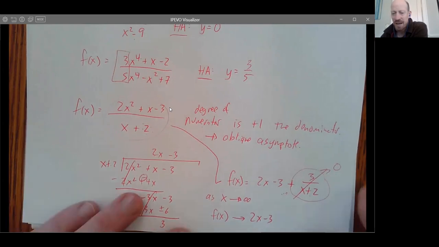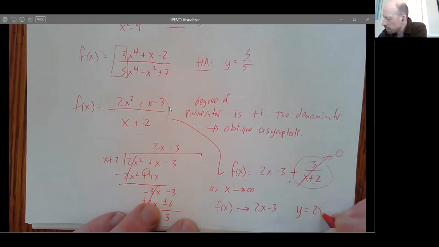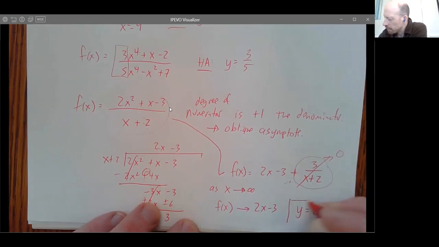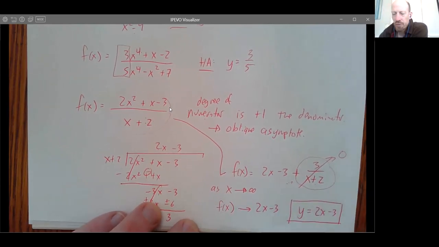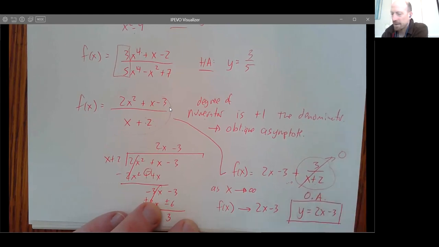And so this is actually my oblique asymptote. And normally we would write it as y equals 2x minus 3. This is my oblique asymptote.